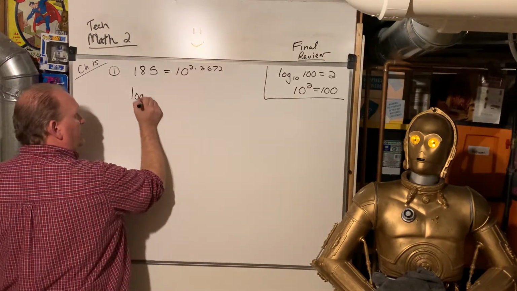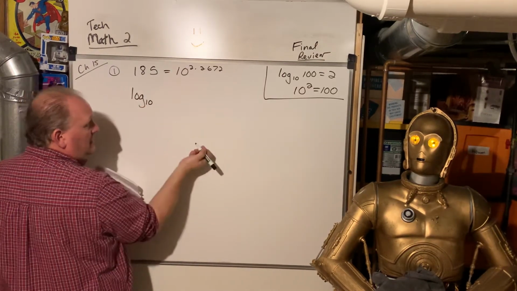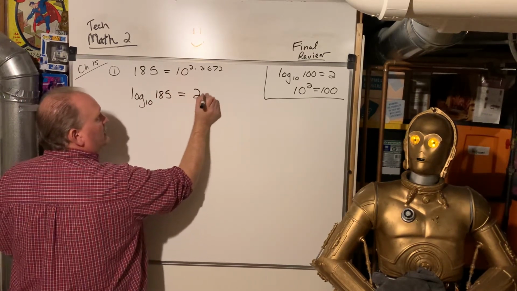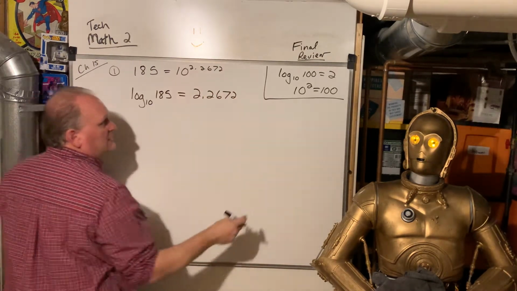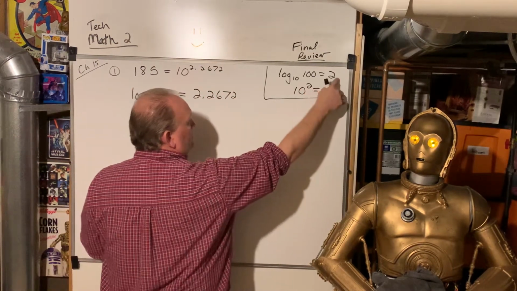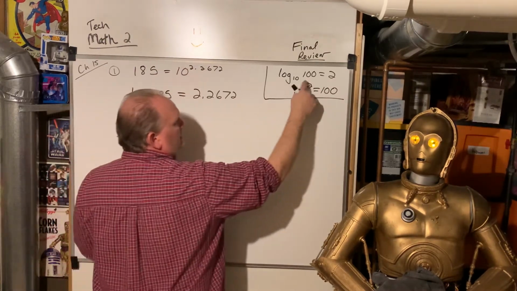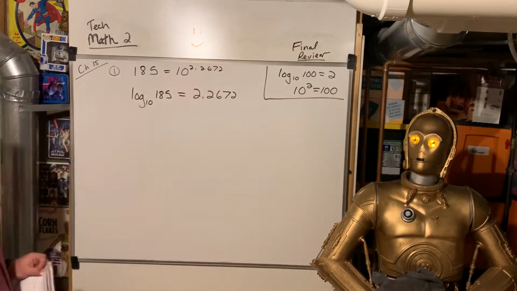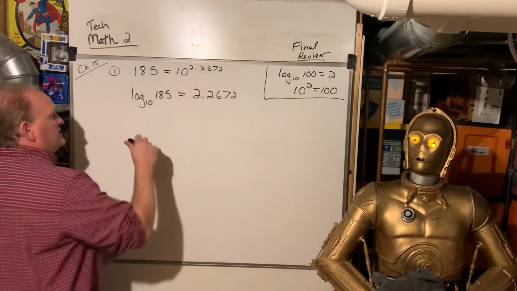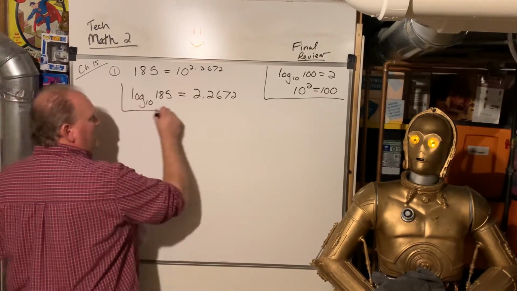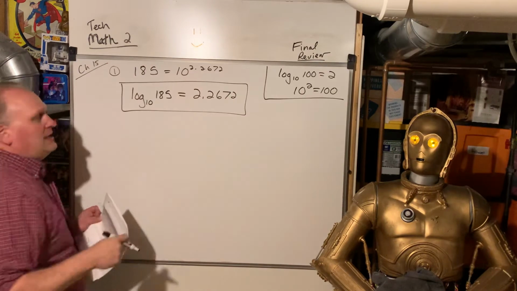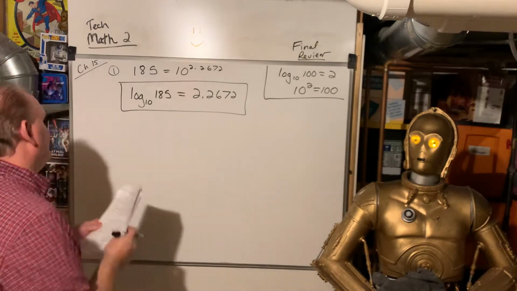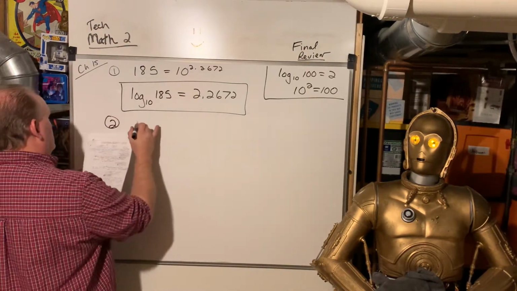So log base 10 of 185 is 2.2672. So just like this, the power went over by itself, the base went on the log, and then the number was after. So we just rearrange the components. If you want to ditch the 10, you don't really need the base 10. If you just have log, then it's known in mathematical circles that that's base 10. All right? Okay, let's look at number 2.